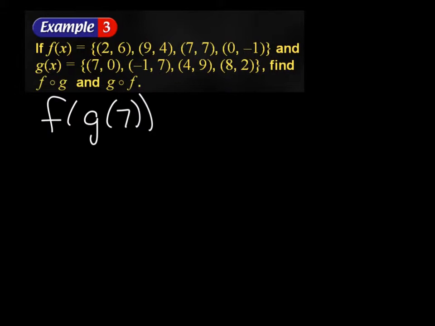I'm probably going to write more work than I would normally do when I did this myself, but hopefully you can see where it comes from. I'm going to start off with f of g of 7. So g of 7 is 0. So that means I need to do f of 0. And when I look at the f function, f of 0 is negative 1.